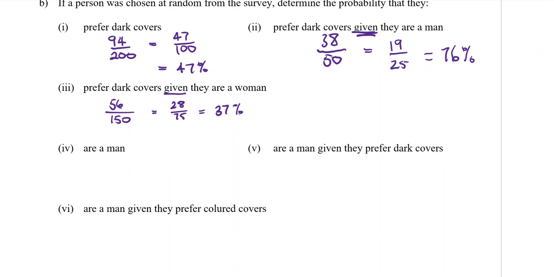Question 4. It just says, is a man. What is the probability that they are a man? A quarter. Yes, because there are 50 men out of the 200, which is a quarter or 25%. I'm putting both so you can do both. What is the probability that they are a man given that they prefer dark covers?